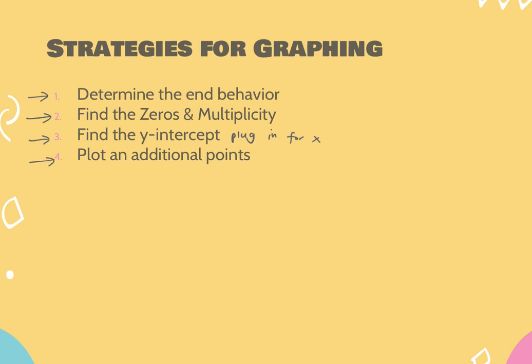And then plot any additional points. So you need 1 point in between each pair of zeros. If the y-intercept isn't enough, then you just pick a point and plug it in. So if I have 2 zeros, I need 1 point between them. If I have 3 zeros, I'm going to need 2 points, 1 between each pair.